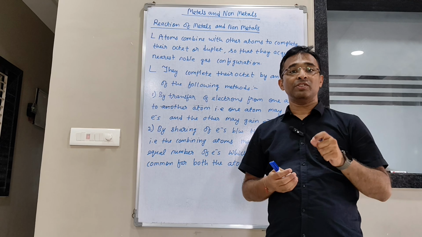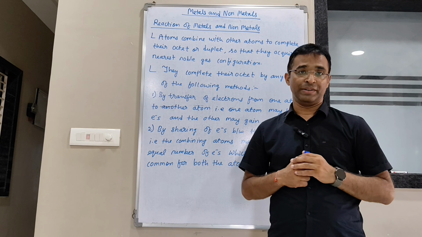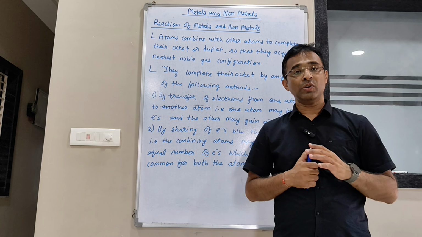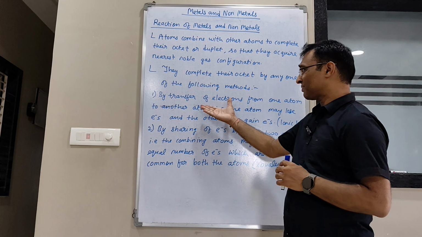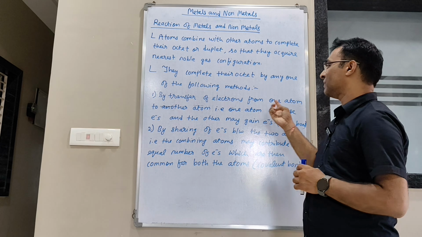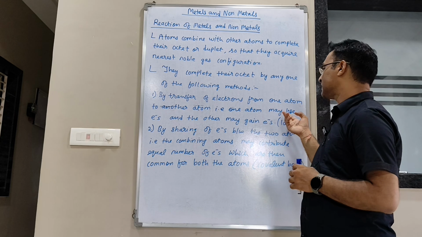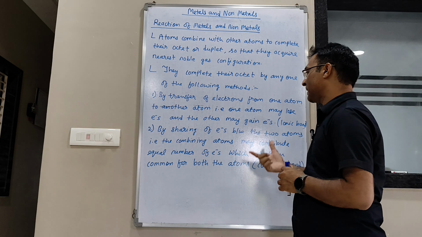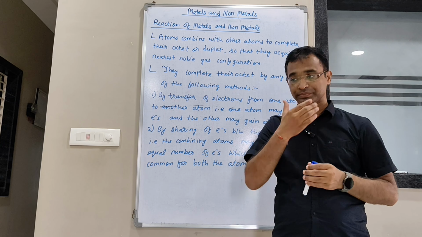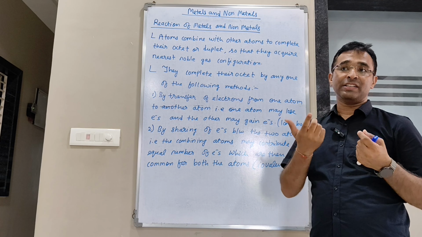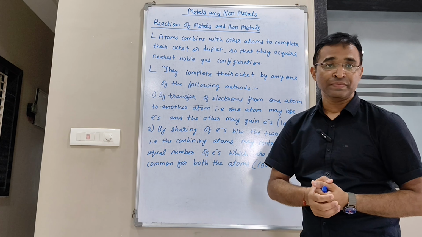So now the objective is to complete the octet or duplet. But how to do this? There are two methods to do this task. First is by transfer of electrons from one atom to another atom. That is, one atom may lose electrons and the other may gain electrons. So now to complete the octet, one's valence electron can lose the electrons.